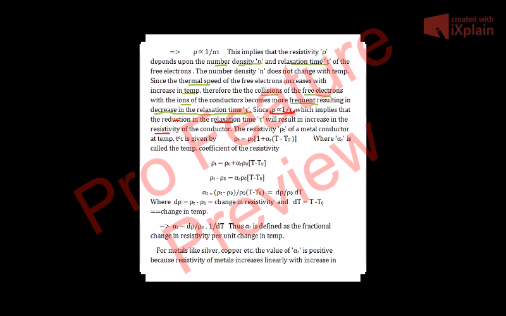Suppose rho_T is the resistivity of a metal conductor at temperature T degrees Celsius, and rho_0 is the resistivity of the conductor at temperature 0 degrees Celsius. Then they are related by the relation rho_T is equal to rho_0 (1 + alpha_R (T minus T_0)), where alpha_R is called the temperature coefficient of the resistivity. Now when we solve this, we get rho_T is equal to rho_0 + alpha_R rho_0 (T minus T_0), and ultimately rho_T minus rho_0 is equal to alpha_R rho_0 (T minus T_0), and this implies alpha_R is equal to (rho_T minus rho_0) divided by rho_0 into (T minus T_0).